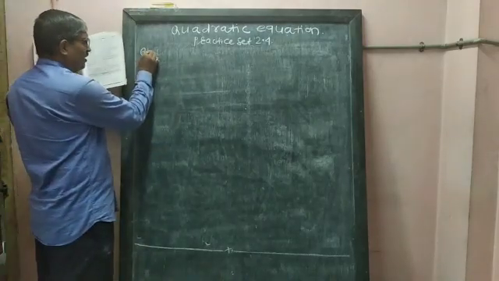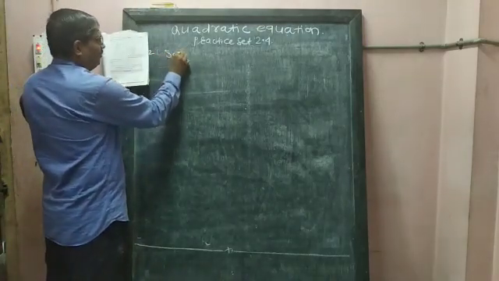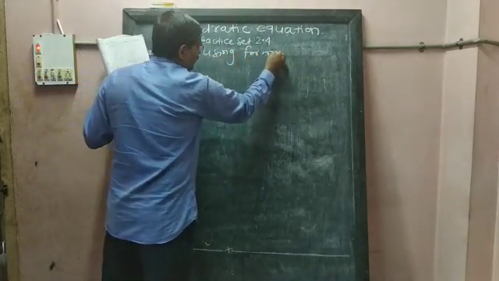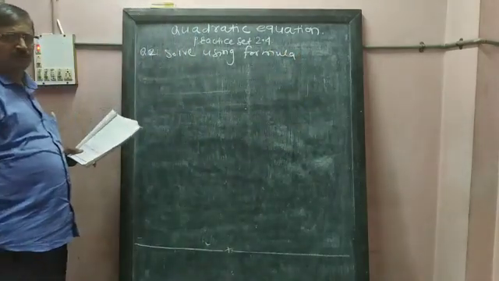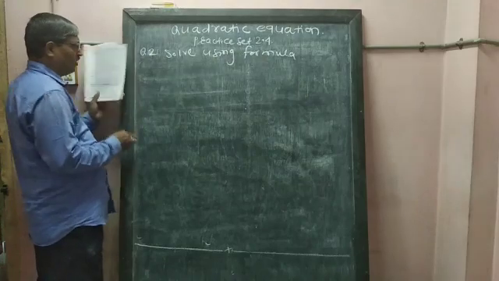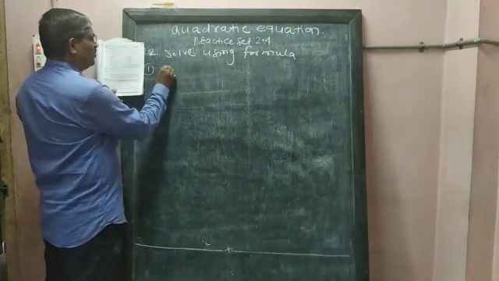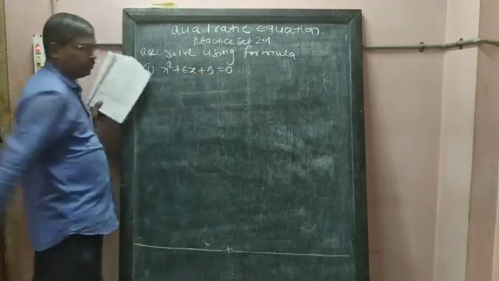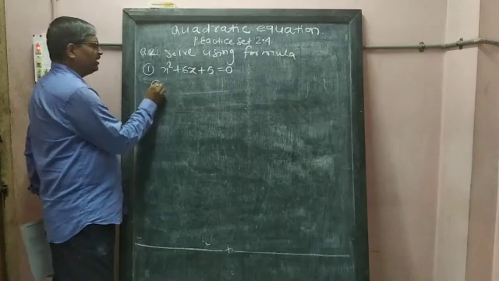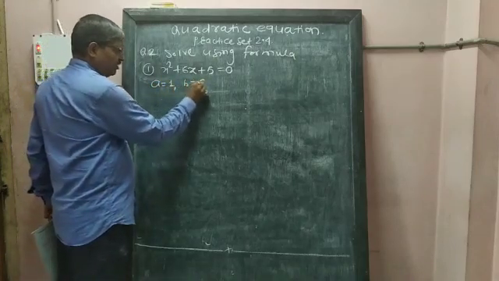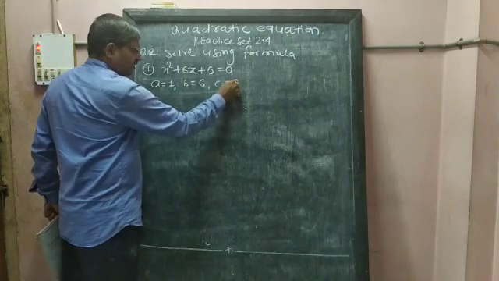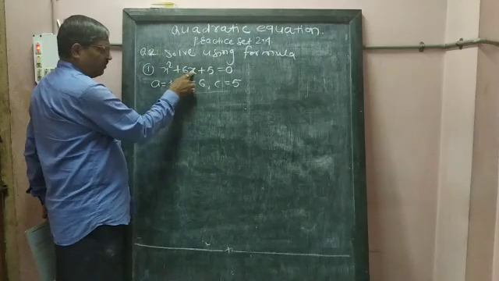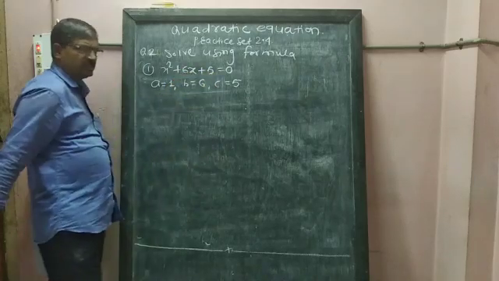Now, what is given in question number 2? Solve using formula. In question number 2, the first question is to solve by formula. Here I am going to write the first question: x square plus 6x plus 5 is equal to 0. So let us first write a is equal to 1, b is equal to 6 and c is equal to 5. Ax square, here a means 1, bx means the coefficient of x is 6, and the constant term is c is equal to 5.